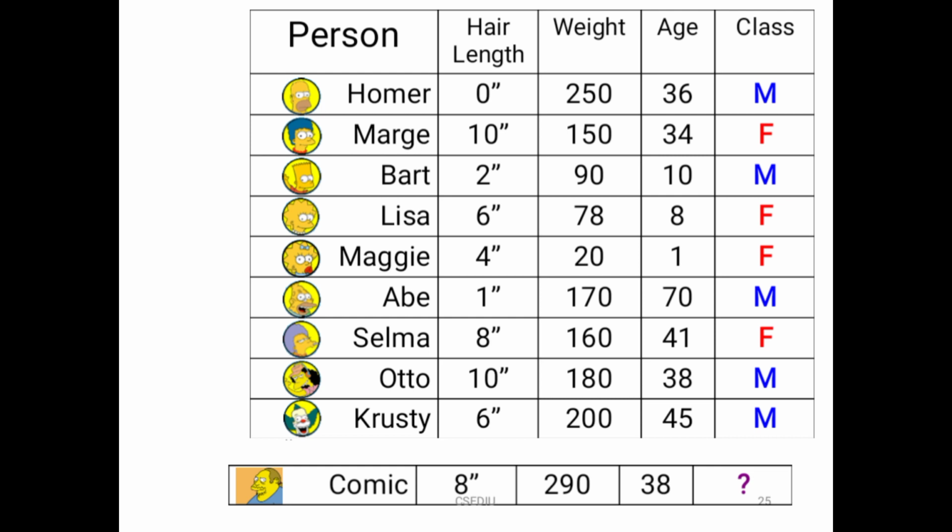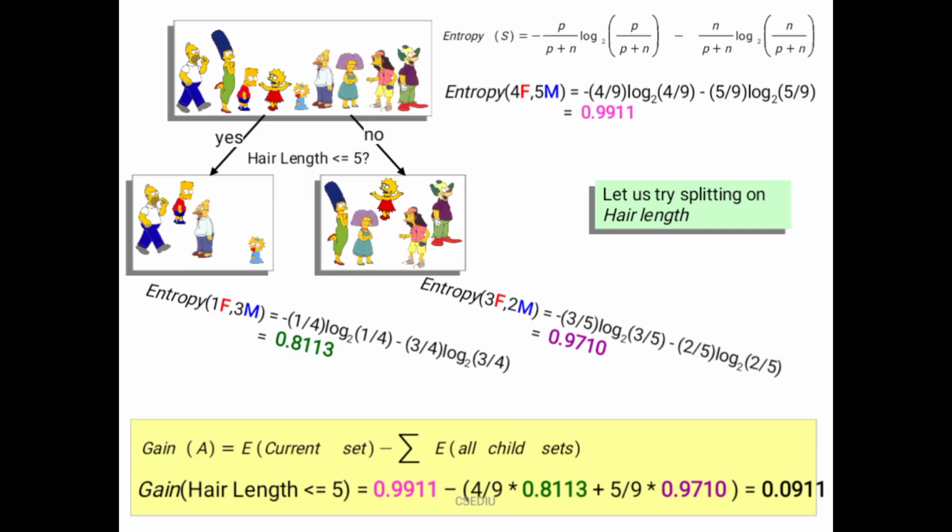Here is a set of data: a set of persons' names with their attributes, hair length, weight, age, and class. Here is the decision tree process. These are the main branches for the persons. Here it is yes or no: hair length yes, or hair length no, which leads to a leaf node of the decision tree induction.